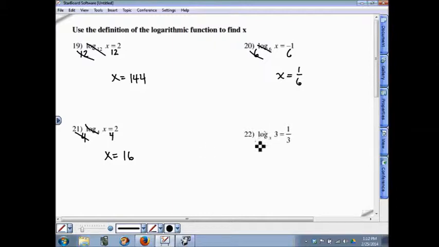This one's a little trickier. You're going to have to use a base of x. So we have 3 is equal to x to the 1/3. We use a power of 3 on both sides, and those powers cancel each other out, so x is equal to 27.